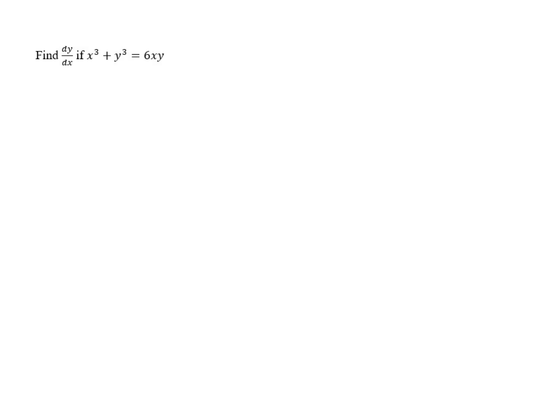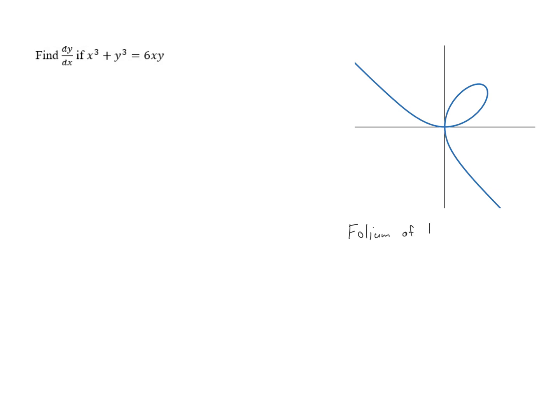Find dy over dx if x cubed plus y cubed equals 6xy. This equation actually gives us a graph that is one that is named, and here it is. It's the folium of Descartes, which I can write out for you. Folium of Descartes, which you can look up online if you want to learn more about that.